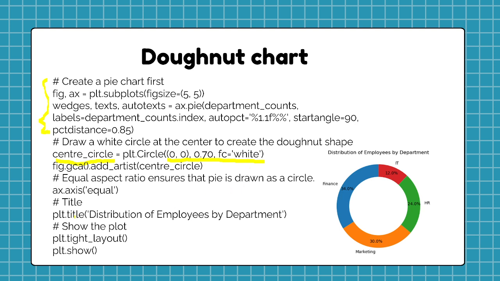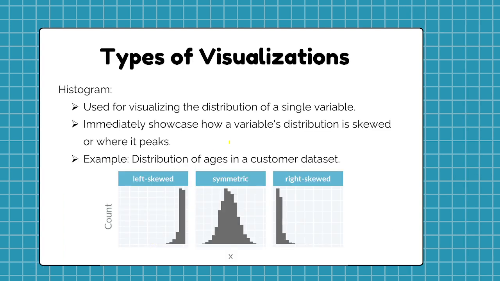Other things that you can include are the title, and then at the end we can see the layout to be shown later, in the tight layout, and then you can display it using plt.show. Right, next visualization is the histogram.